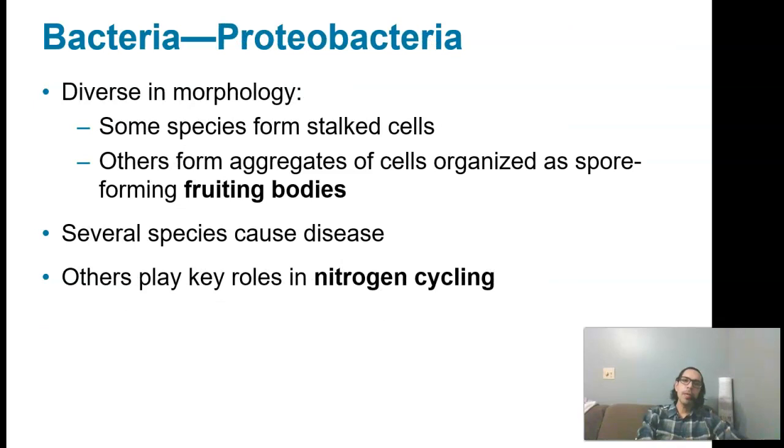Then we have proteobacteria. These are diverse in morphology. Some species form stalk cells, others form aggregates of cells organized as spore-forming fruiting bodies. They have several species that cause disease, and others play key roles in nitrogen cycling.